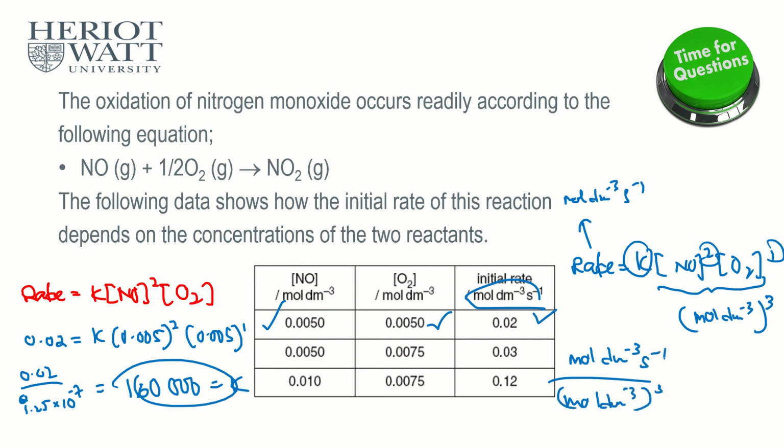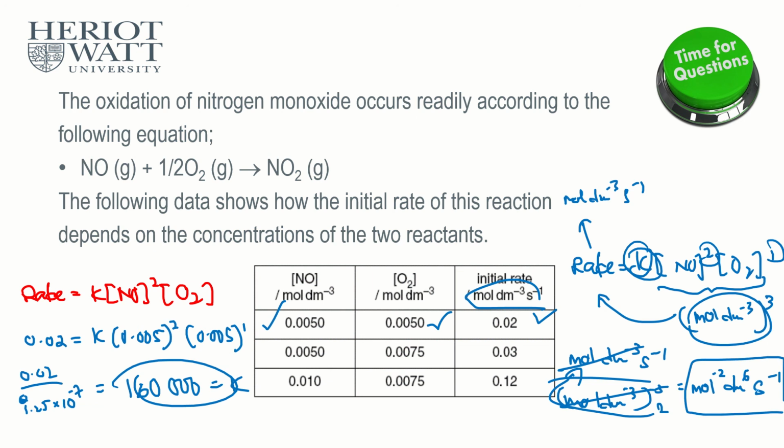And then to get K, of course, we use mole per dm cube per second, sorry, over mole per dm cube cubed. Yeah, right? Because we move this over here to get your K. So then we divide them. So mole per dm cube gone, you still have 2 here, and then per second. So overall the unit is actually mole -2, because you bring this up, right? And then dm6, no more negative. You bring it up, inverse it, and per second still the same. So that will be the unit for the 160,000 rate constant.